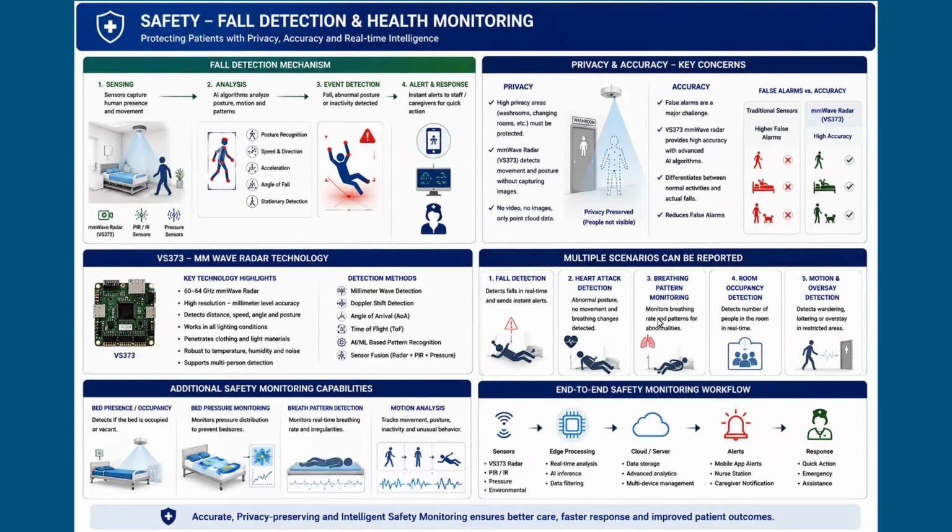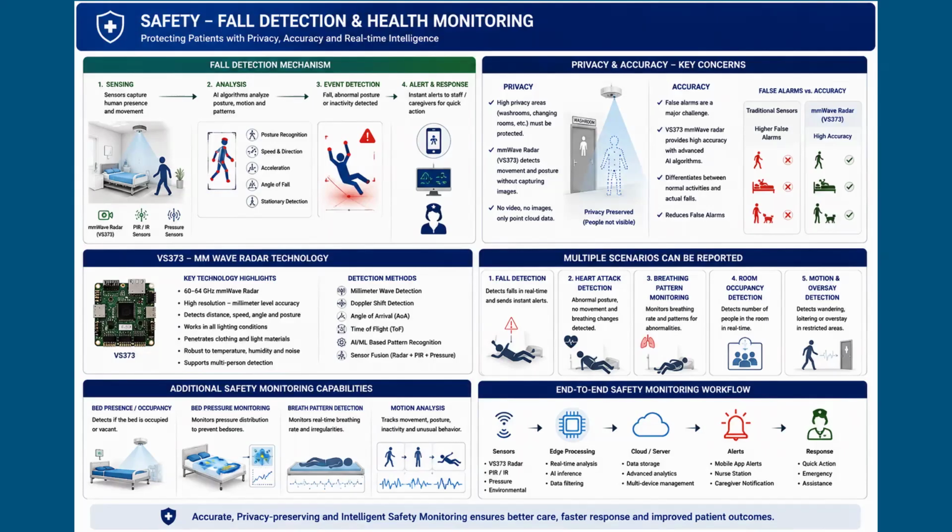There are multiple scenarios that can be reported. It means that there can be a fusion of several sensors in a system where a fall can be detected. Similarly, a heart attack can be detected, and breathing pattern monitoring can be done. Utilizing this millimeter wave technology itself, we can monitor the pattern of the heart rate and its abnormalities. If there are any abnormalities, that can also be reported. Occupancy monitoring can also be done utilizing this technology.